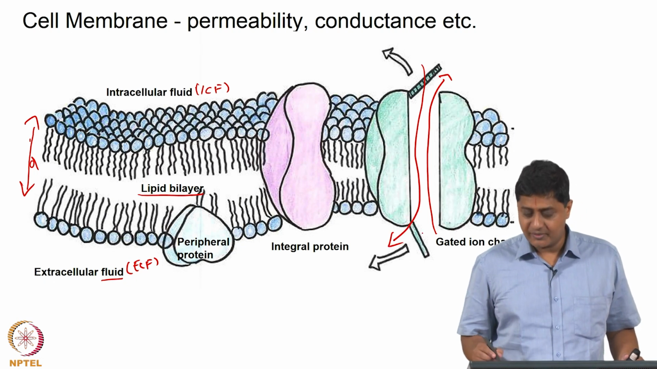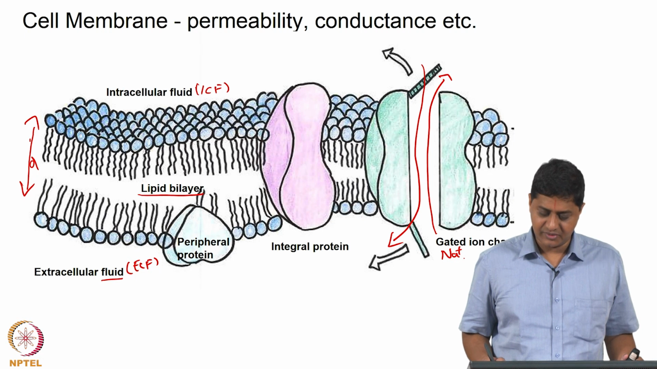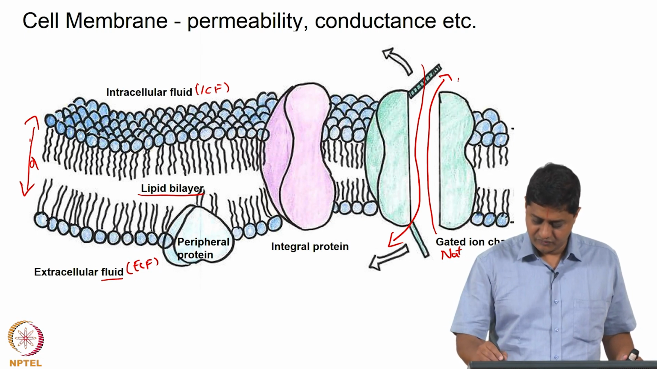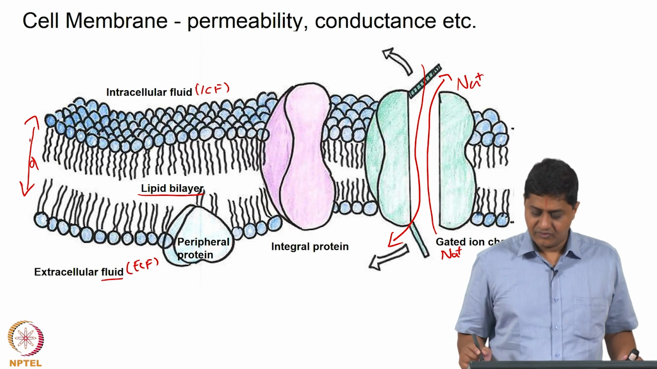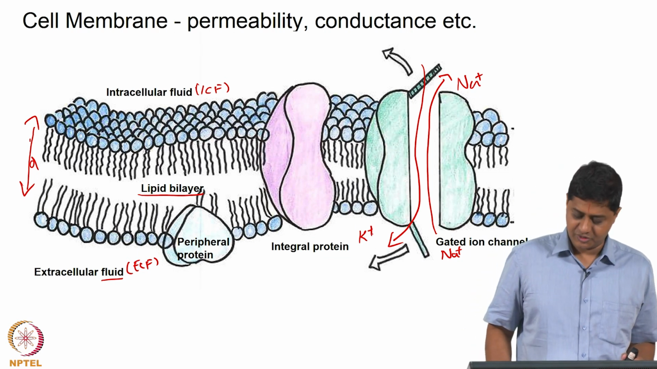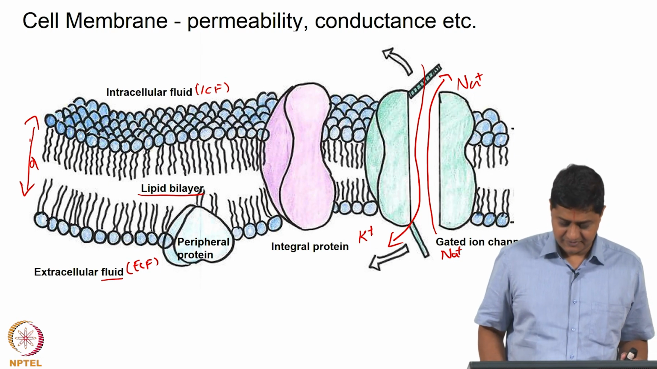Suppose this allows sodium ions. The sodium ions are found in greater concentration outside the cell membrane when compared with the inside. So, the sodium is going to move from outside to inside, whereas potassium, if this channel is also permeable to potassium, will move from inside to the outside.